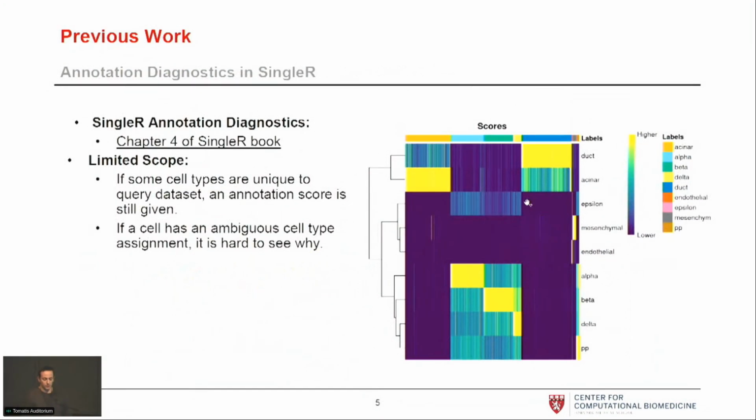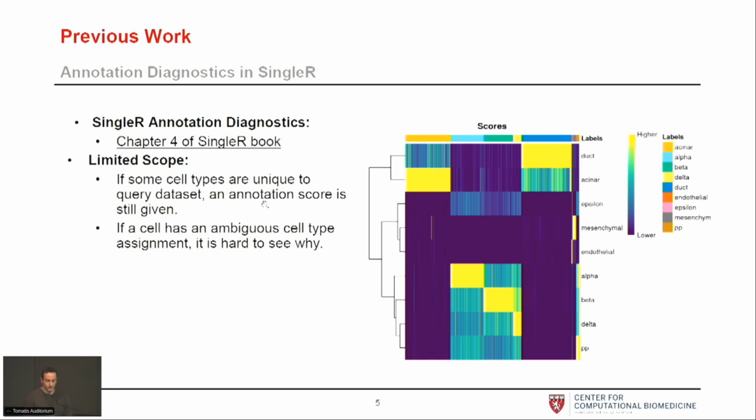So our work is not the first attempt to develop diagnostics for cell type annotation. There is a chapter in the SingleR book. If you go through the slides, which are on the GitHub repository, it links to that chapter. It's actually a very short chapter because there's not much that's been done for diagnostic functions. As an example, they have a method that gives a confidence score or an annotation score for cell types, right? But there are really 2 problems with that.